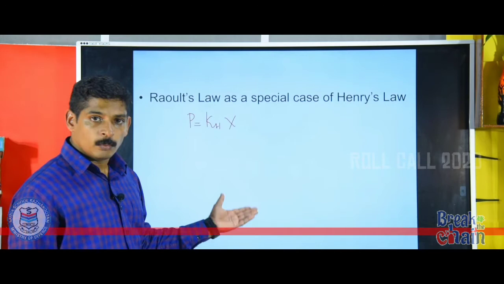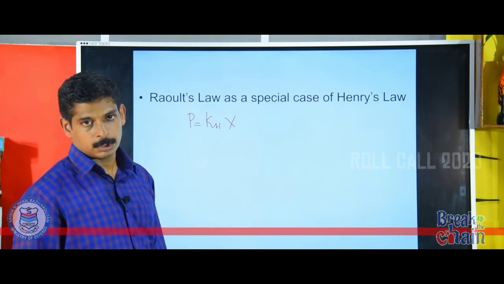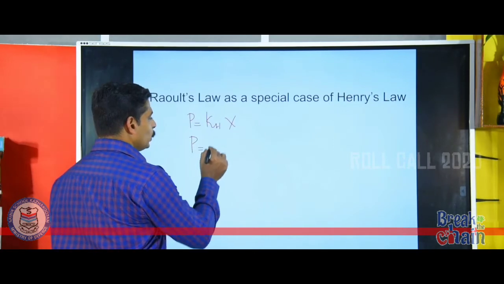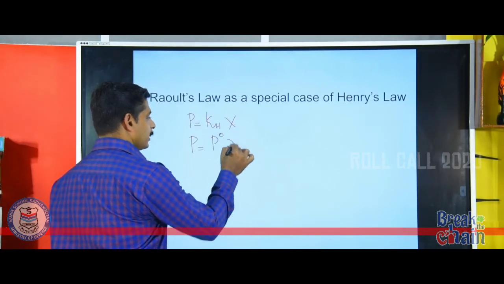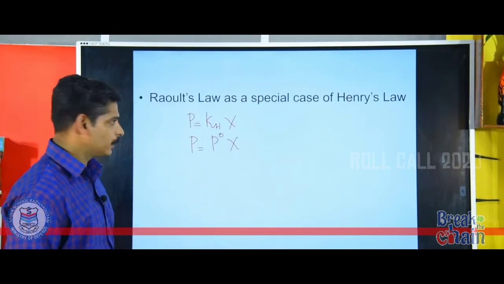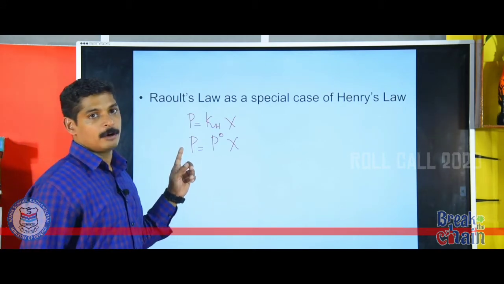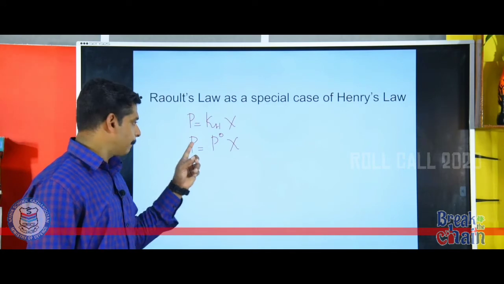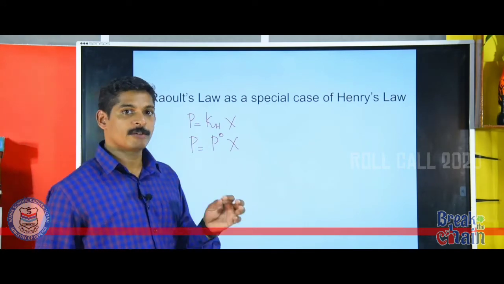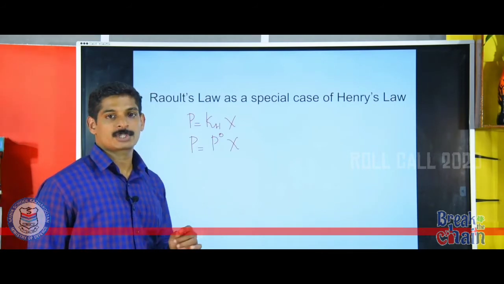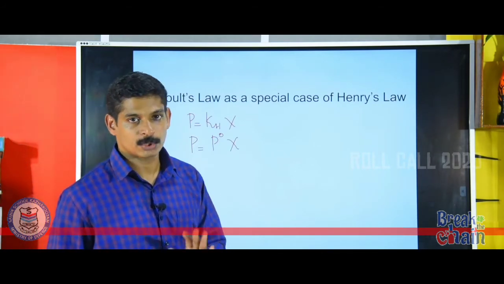Now we discuss Raoult's law. You can write the equation for Raoult's law. P is equal to P0 chi. This is Raoult's law. What is P? It is the partial pressure of the vapor of a component in a solution. P0 is the vapor pressure of the pure solvent or pure component, and chi is the mole fraction of that particular component in the solution.